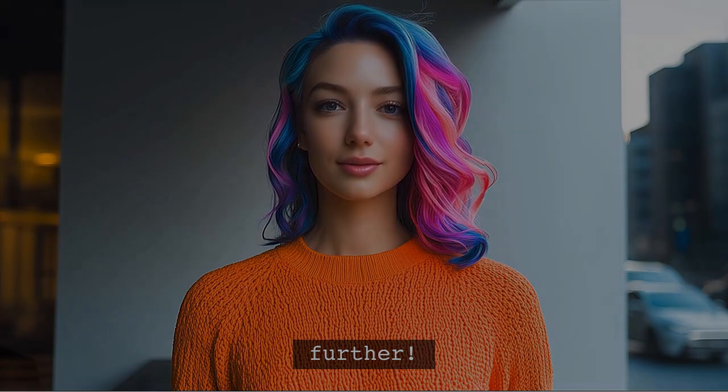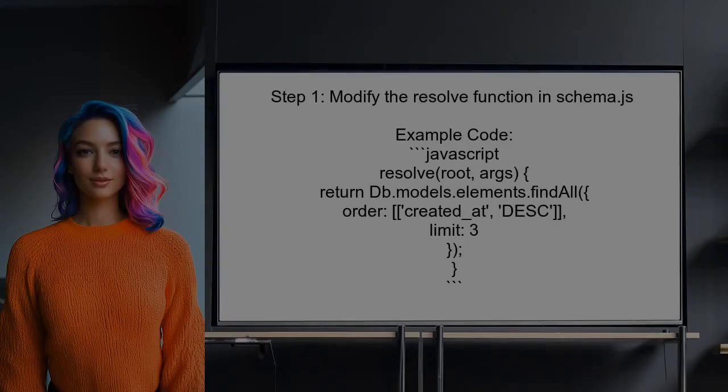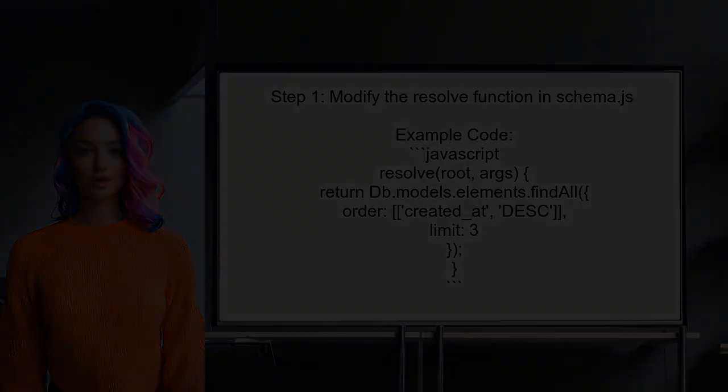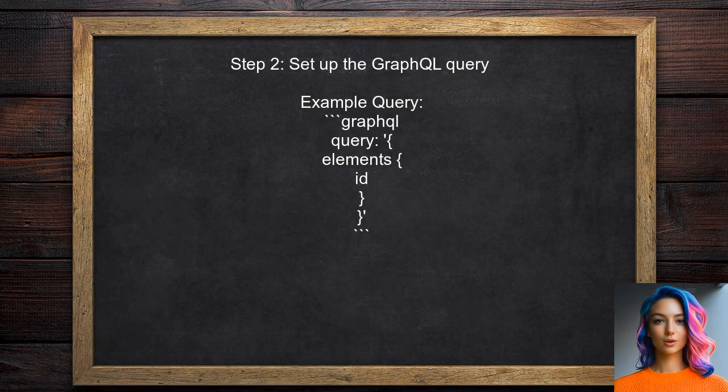To retrieve the last 3 elements based on the createdAt timestamp from the MySQL database using GraphQL, the user should first modify the resolve function in the schema file. Next, the user needs to ensure that the GraphQL query is set up correctly to request these last 3 elements. They can do this by using the query structure we discussed earlier.